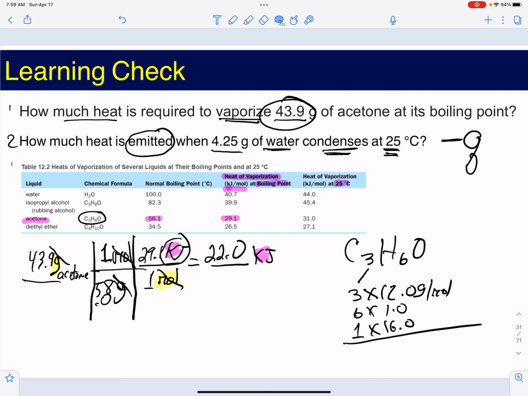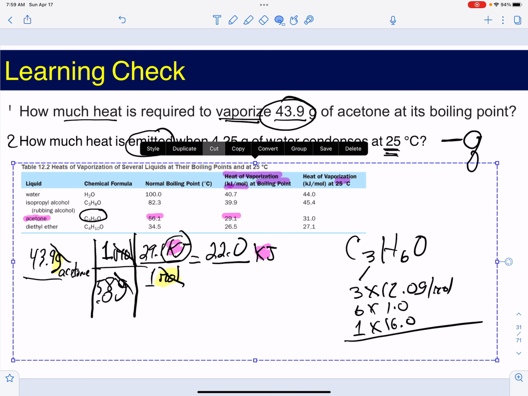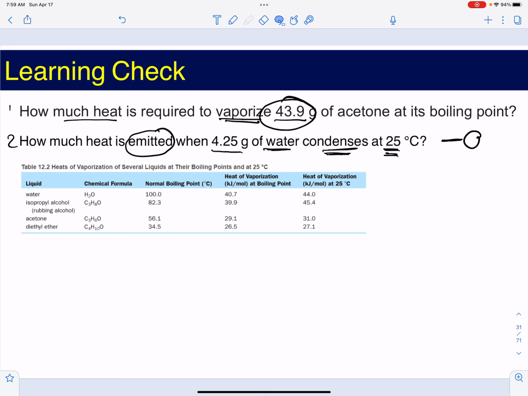So let me clear the screen. So I'm looking for my water at 25 degrees Celsius. And it's going to condense. Remember, condensation is just the opposite of vaporization. So we're still going to be using the heat of vaporization. Positive if it's vaporizing, negative if it's condensing because it has to release energy. So we're going to use this value, 44.0 kilojoules for every 1 mole of water.